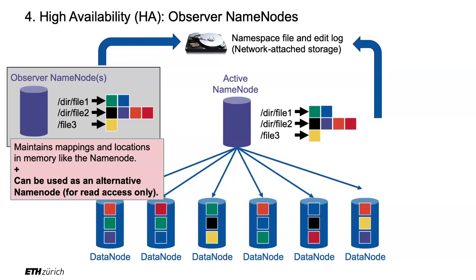So the idea is to take off the shoulders of the active name node some of the workloads for reading data. Okay, yes? So once standby, it is the name node until it crashes, or when the original name node is back online, it gets back the control.